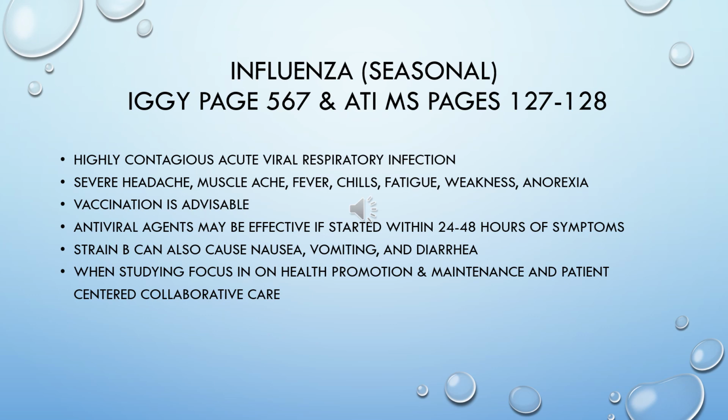Flu is a highly contagious viral infection. It usually affects the respiratory system. You can have strain B, which will still have respiratory symptoms, but nausea, vomiting, and diarrhea can also accompany this. You'll see clinical manifestations: a severe headache, you'll have a lot of muscle aches, the patient will usually run fever, and it's usually a fairly high-grade fever. They can have chills, they'll be tired, they'll be weak, they won't want to eat. I think most of us at some point in our life have been diagnosed with the flu, so we know what those clinical manifestations look like.